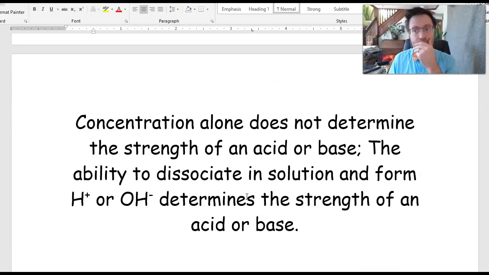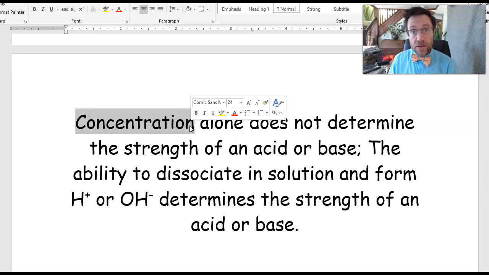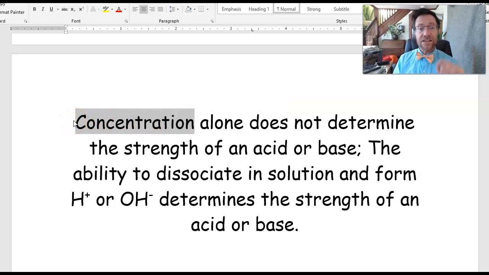So look, this is the thing. This word right here, concentration, that is not what determines whether an acid or a base is considered to be a strong acid or a base. Because we can tweak the concentration of something all over the place. It's not going to change its strength. So concentration alone does not determine the strength of an acid or base. It's the ability to dissociate in water to form hydrogen and hydroxide that determines the strength of an acid or base.